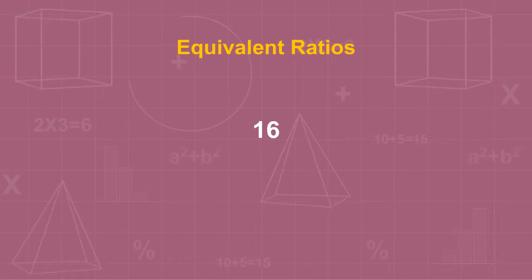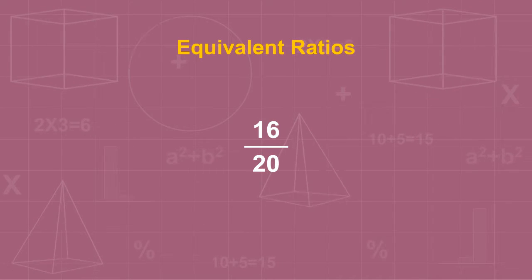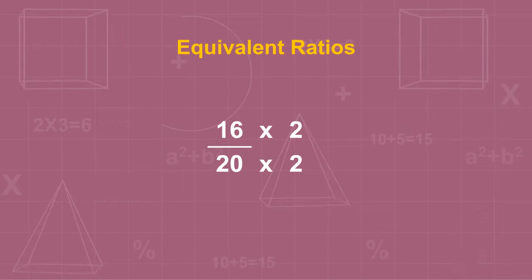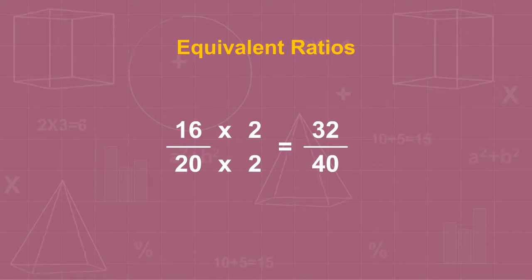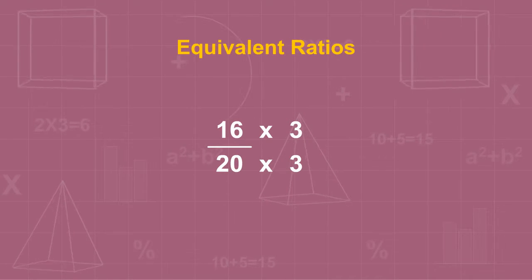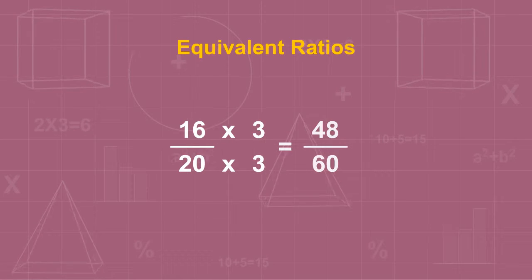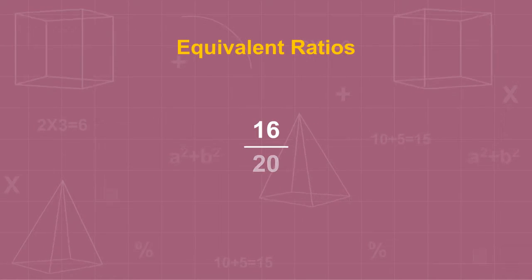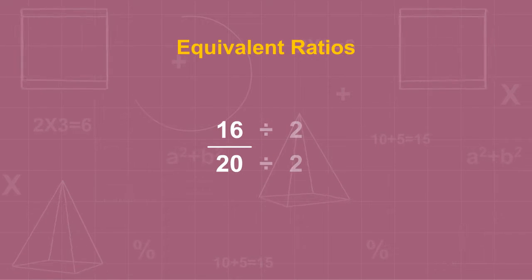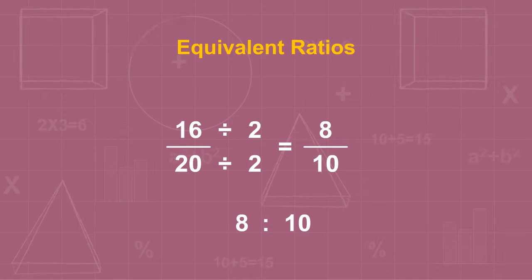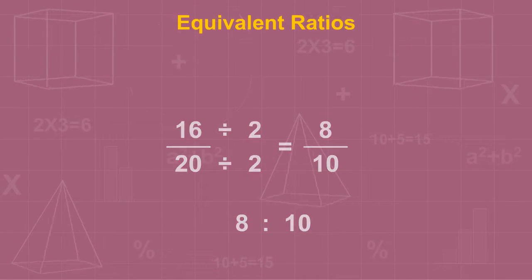Equivalent ratios of 16:20 are, multiply numerator and denominator by 2. We get 32/40, or multiply numerator and denominator by 3. We get 48:60. Similarly, divide numerator and denominator by 2. We get 8/10 or 8:10.